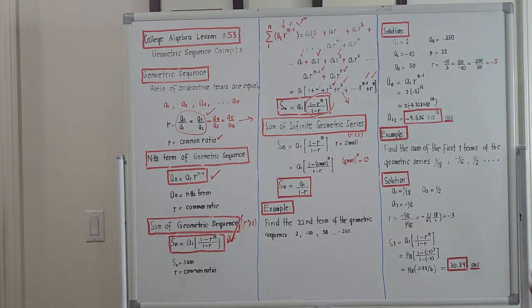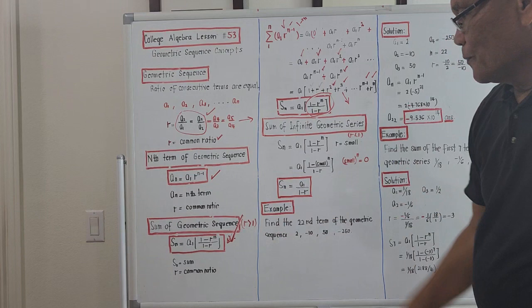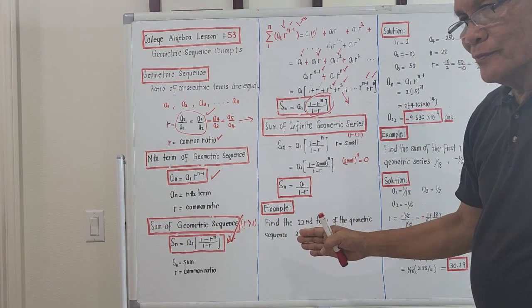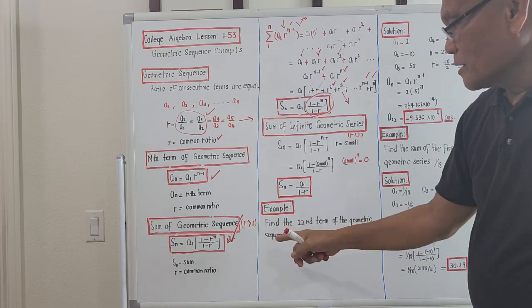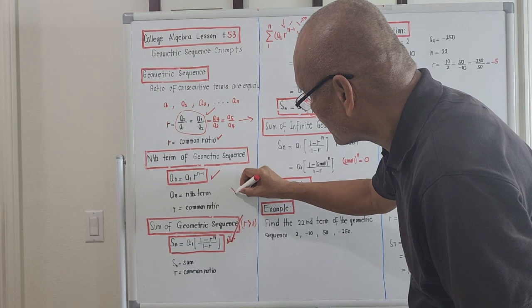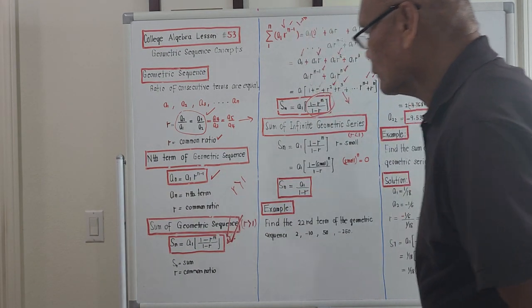Right? The given condition for the sum of the geometric sequence is that this is just for the so-called real values. The ratio should be greater than 1 for this equation here.